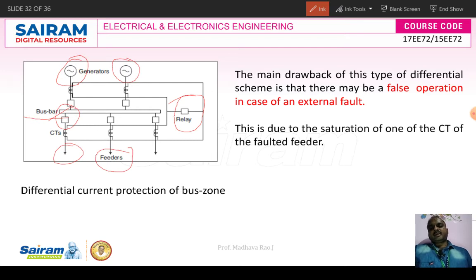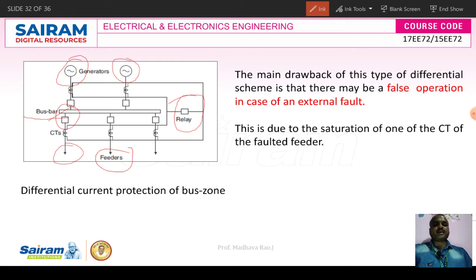Here we have one disadvantage in bus zone protection. For internal faults we can identify the fault and protect the bus bar, but in some cases of external faults, where the fault occurs far away from this bus bar or bus zone, this differential current protection of bus zones is not suitable. So there is one drawback in this system, and we will see what the drawback is.